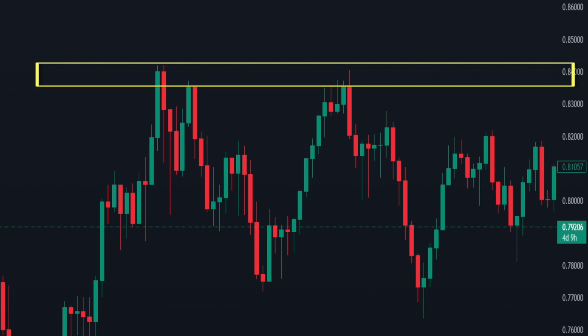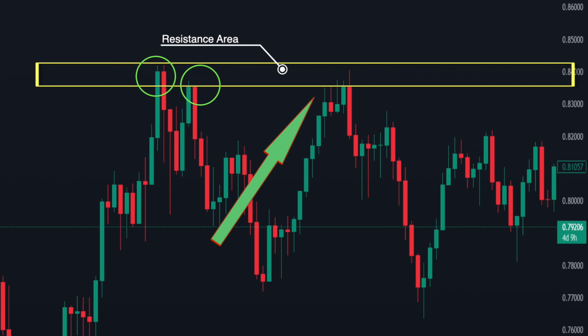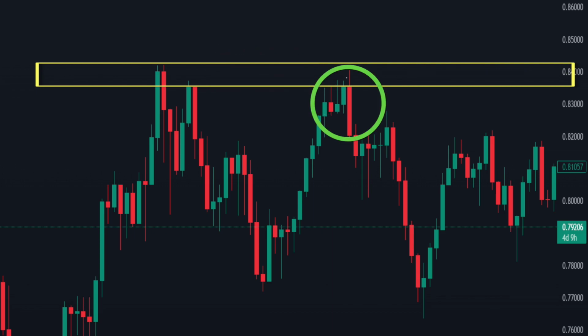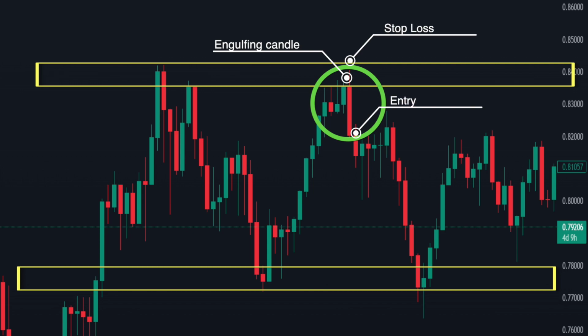Look at this chart. You can see that it formed a resistance area after 2 successful rejections here. Now it is going back to the resistance area again. As you can see, as it approaches the resistance area, the candle size is decreasing. Once the price reaches the resistance, it produces multiple hanging candles, which indicates loss of momentum, and we will trade this. After the multiple hanging candles, a bearish engulfing candle appears, and we would like to trade that. We will then place our entry on the candle close, put our stop loss on the highest point of resistance, and target 2 times the risk. And just like that, we now have another successful trade.